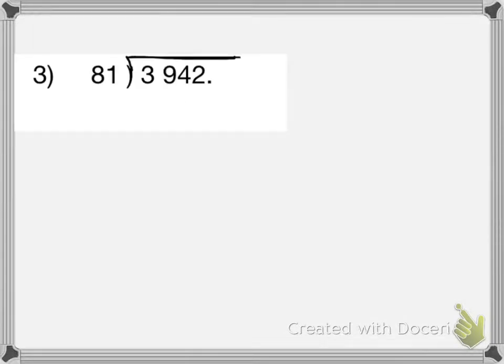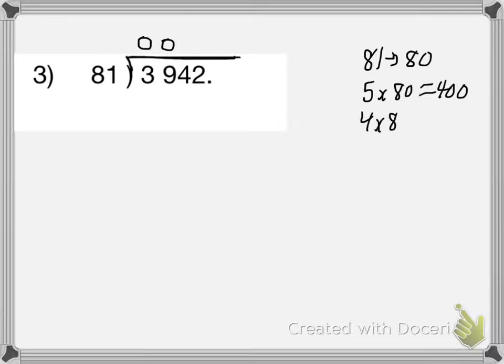All right, we're on to question number 3. 3,942 divided by 81. I can't make any groups of 81 out of the 3 or out of 39. In my head, I know 81, I'm going to estimate here, is close to 80. And I know 5 groups of 80 is 400. That's already over our 394. So we're going to try 4 groups. Well, I know 4 groups of 80 is 320. That's going to be just under our 394. So let's do 4 groups of 81.